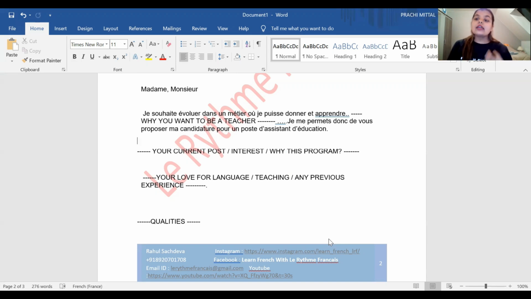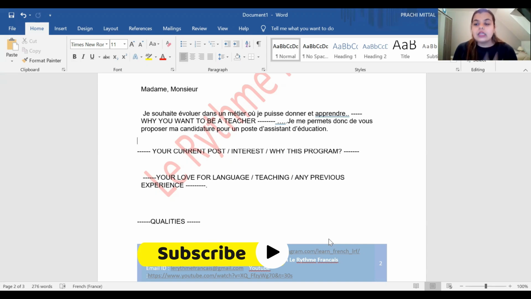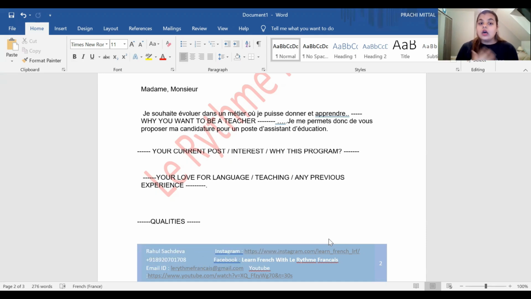Then comes the qualities. That means the qualities that are required to become a teacher. You can write you are calm, patient, a good listener. You can write all the good qualities of being a teacher and add them up here, and you can tell them that you possess these qualities, and if they take you as a teacher, you will be an asset for the organization. You will share all your experiences, all your knowledge with them. So what I mean to say is, write the powerful qualities.